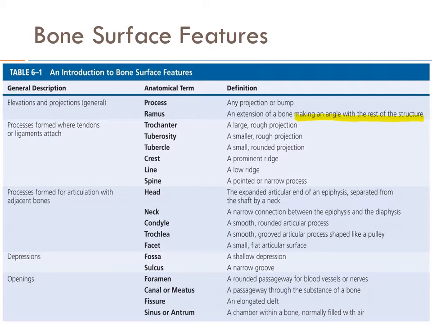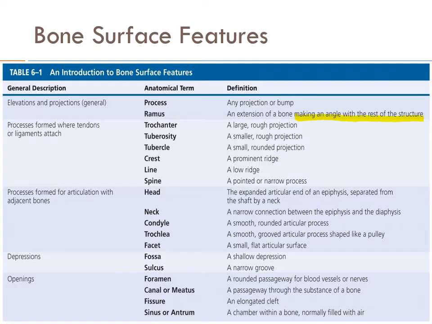When we look at depressions, which we know are like a groove in the bone, a fossa is a shallow depression, and a sulcus is a narrow groove. A fossa is shallow, but it's sort of larger. It's a larger area. The iliac fossa is the inside of the pelvic bones, or the coxal bone, so that inner but posterior bony surface of the pelvis. And then a sulcus is a narrow groove. We have a sulcus on the top of the humerus where the biceps tendon lies and comes over the top of the humerus. There's a sulcus right there.